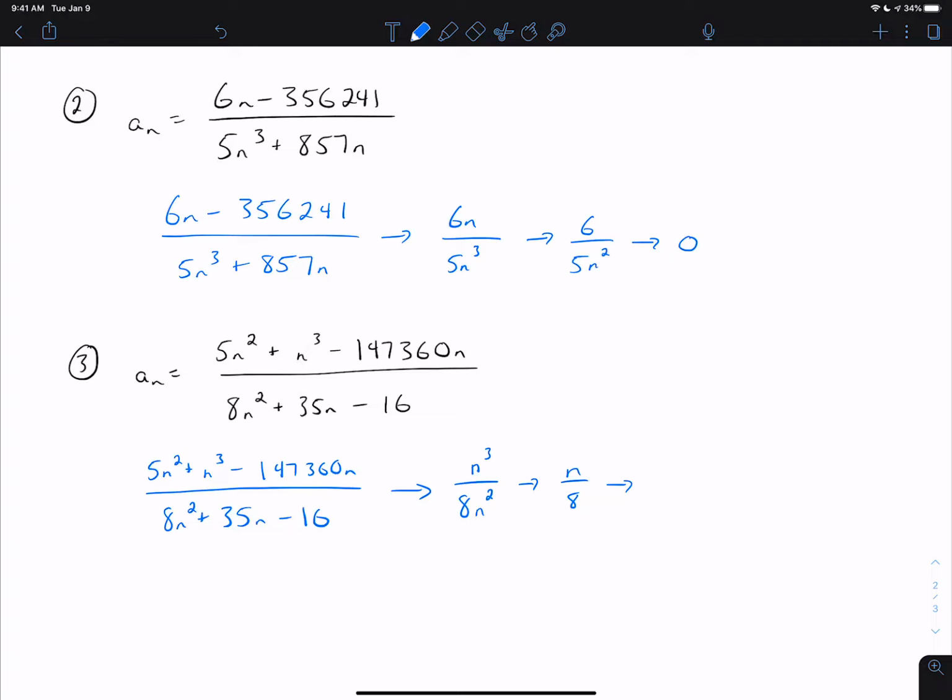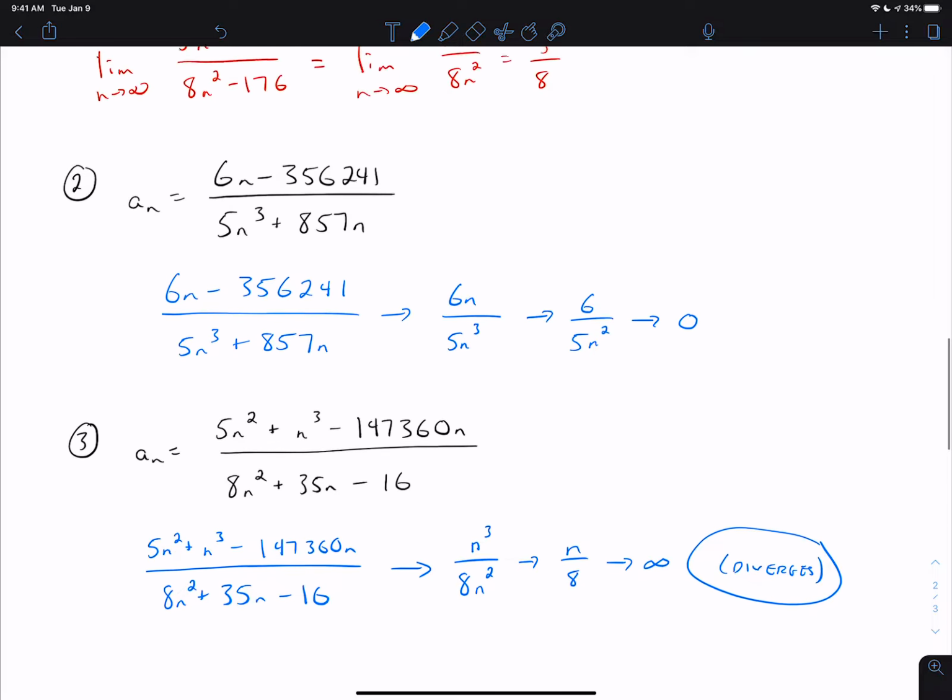As n goes to infinity, obviously the top goes to infinity, and then we divide by 8. That still goes to infinity, which means that this sequence diverges. So the answer to this problem would be diverges, if we're trying to show whether it converges or diverges.